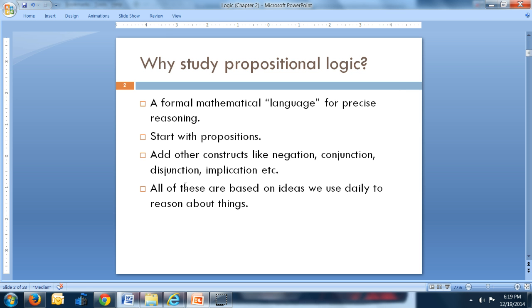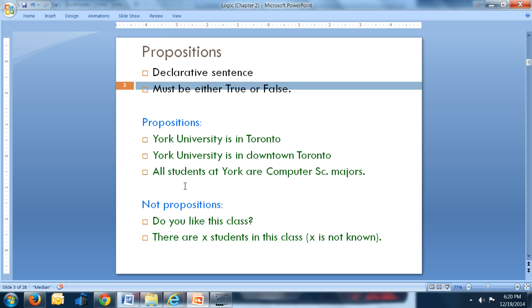We refer to the proposition as the letters little p, little q, little r, and so on. But first, I'm going to introduce what is considered a proposition. A proposition is a statement that could be true or false. It is a declarative sentence, and it has to be either true or false. A question cannot be true or false. An order cannot be true or false.